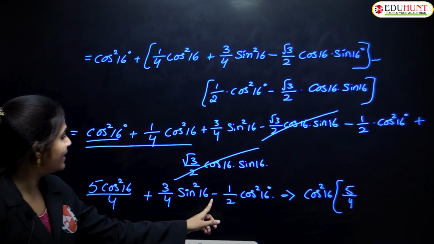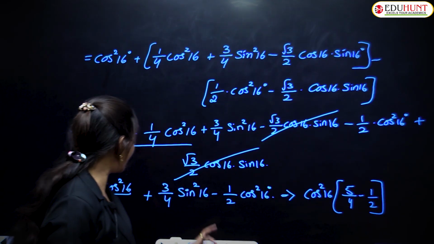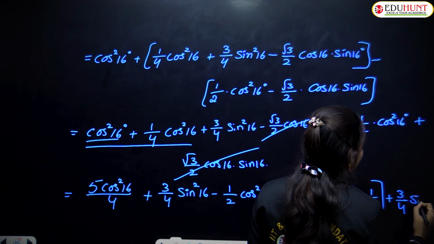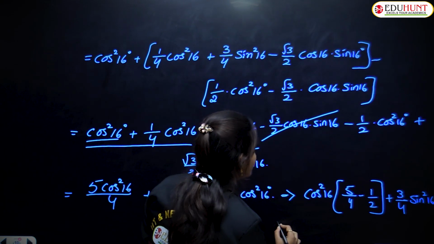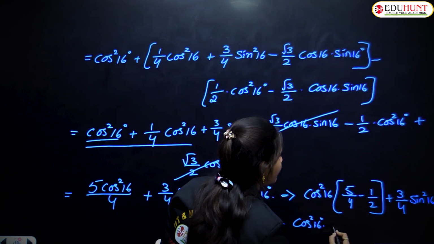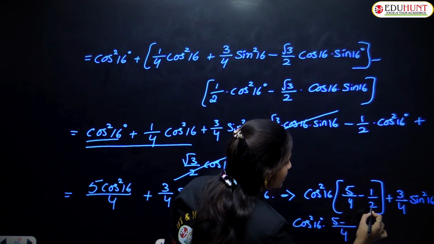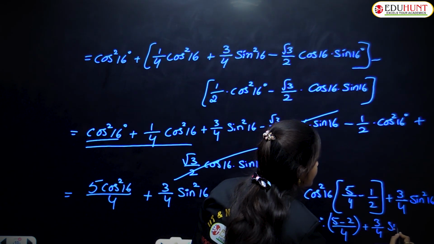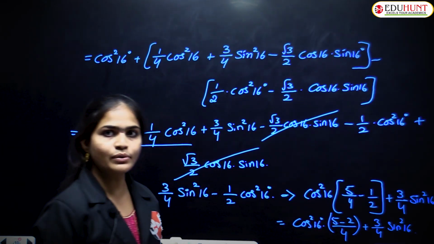5 by 4 and here minus 1 by 2, minus 1 by 2, plus 3 by 4 sin square 16 degrees. Clear? So this equals cos square 16 degrees into, here the LCM is 4, and here 5 minus 2, plus 3 by 4 sin square 16. So here 5 minus 2 is equal to 3 by 4.